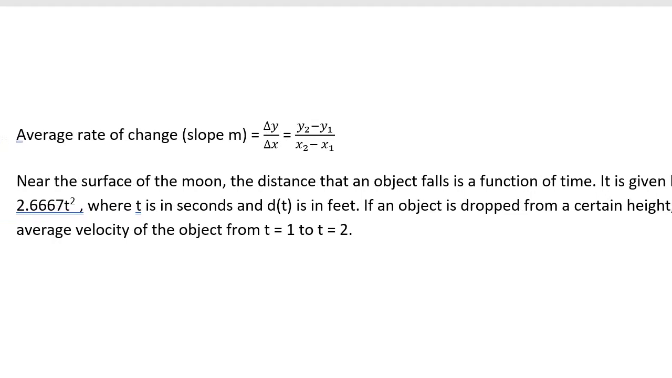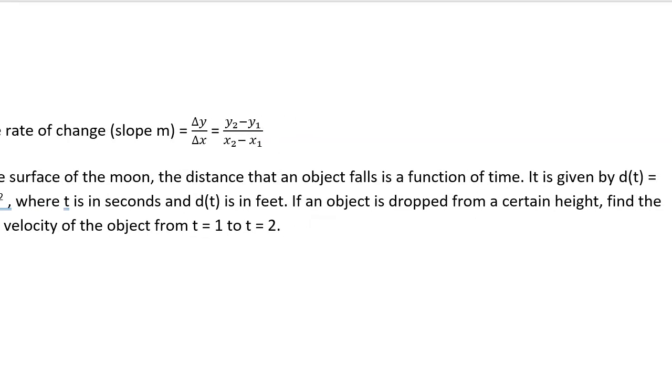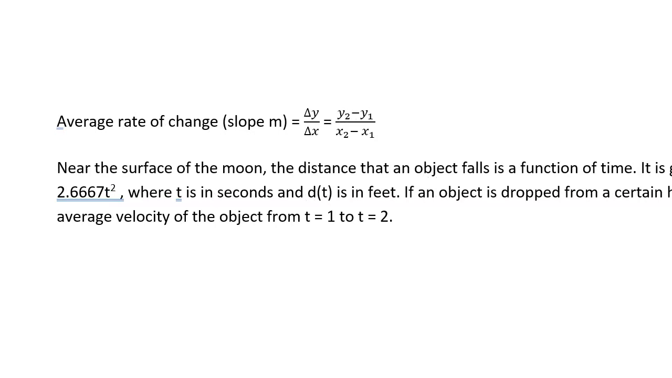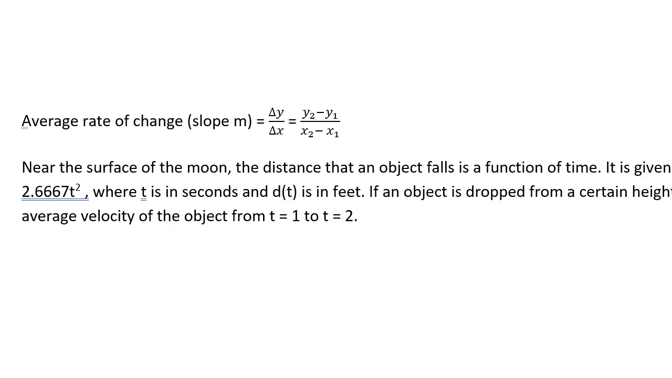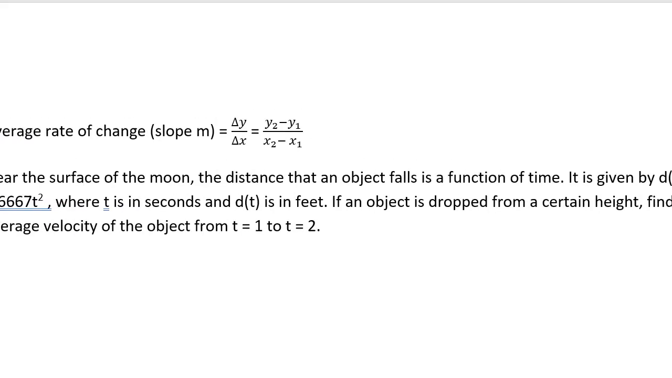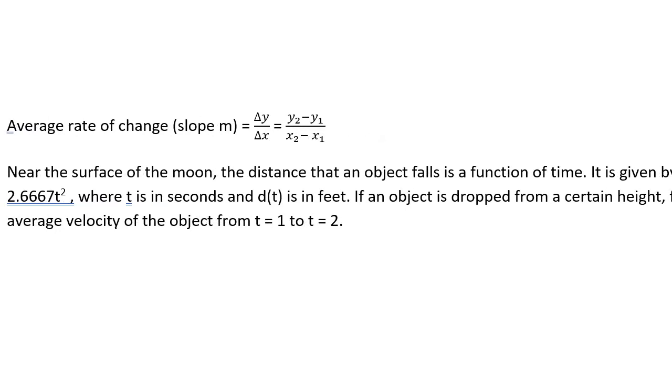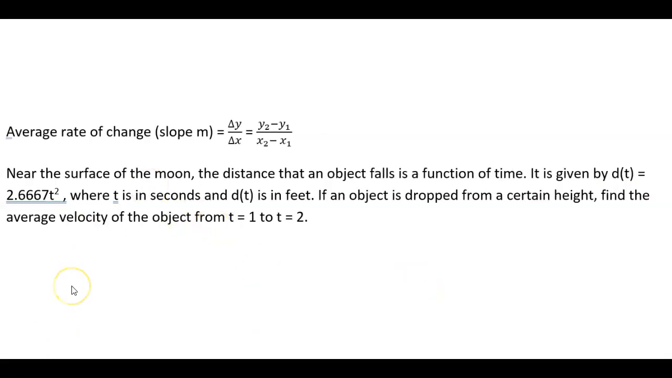Okay, so near the surface of the moon, the distance that an object falls is a function of time. It is given by d of t equals 2.6667 t squared, where t is in seconds and d of t is in feet. If an object is dropped from a certain height, find the average velocity of the object from t equals 1 to t equals 2.